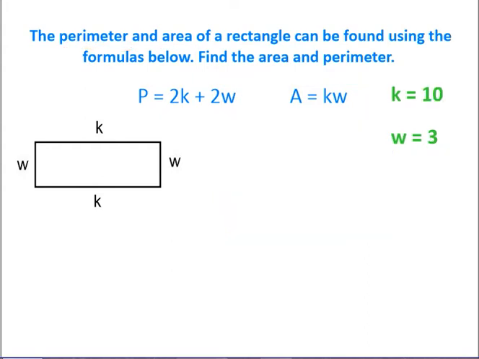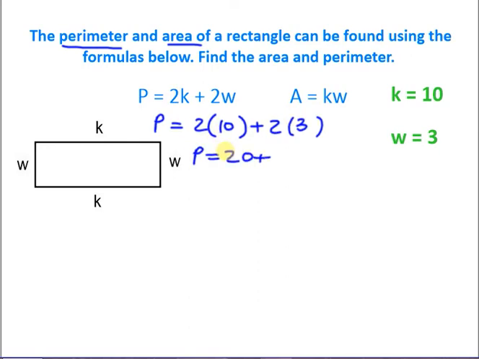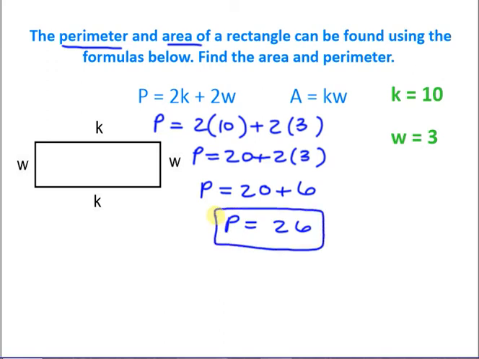Let's do another example. Okay, so the only thing that changed is the numbers here, the values. We're still finding the perimeter and the area. So here I have P equals 2, this time K is 10, plus 2, and W is 3. So I need to solve. P equals 2 times 10 is 20, plus, rewrite the problem. P equals 20 plus 2 times 3 is 6. Add those together, P equals 26. So the perimeter of this shape is 26. And then I'm going to come over here and I'm going to find the area.